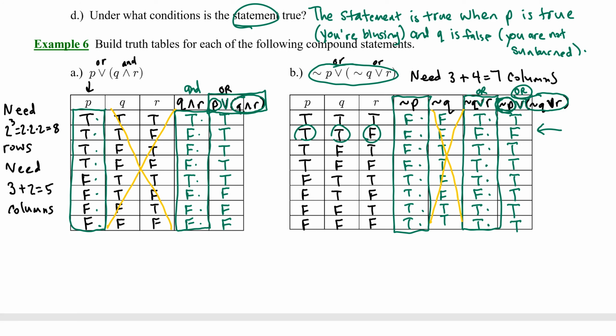Remember, when you're filling out a big truth table like this, you're only, at maximum, going to be comparing 2 columns at once and applying one rule at a time.